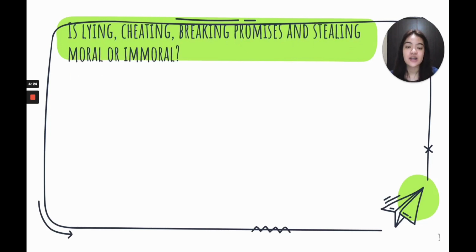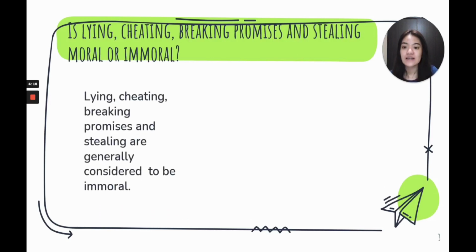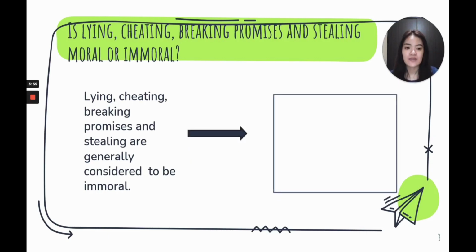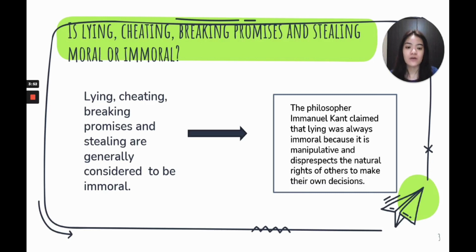Is lying, cheating, breaking promises, and stealing moral or immoral? Lying, cheating, breaking promises, and stealing are generally considered to be immoral. But you may have read an argument about these issues saying, what if lying, cheating, or breaking promises can save somebody's life? Could that be considered a moral act? Even though it can save somebody's life, the philosopher Immanuel Kant claimed that lying was always immoral because it is manipulative and disrespects the natural right of others to make their own decisions. So this can also be applied to cheating, breaking promises, and stealing.